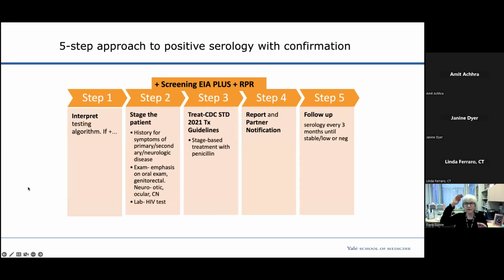So Dr. Dunne, yes, we do have a question in the chat. What is the tiebreaker for labs using the old algorithm, VDRL and TPPA?